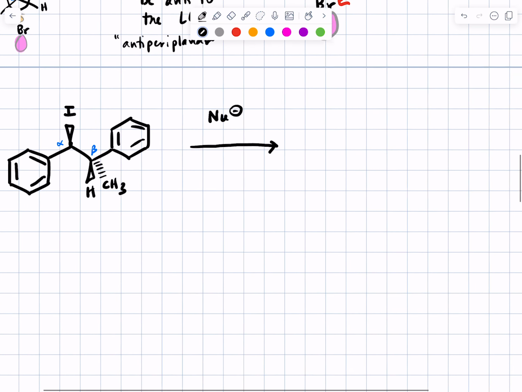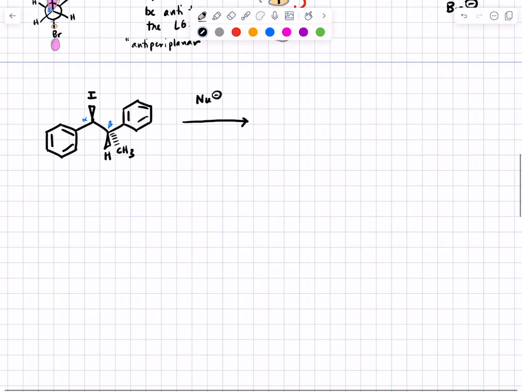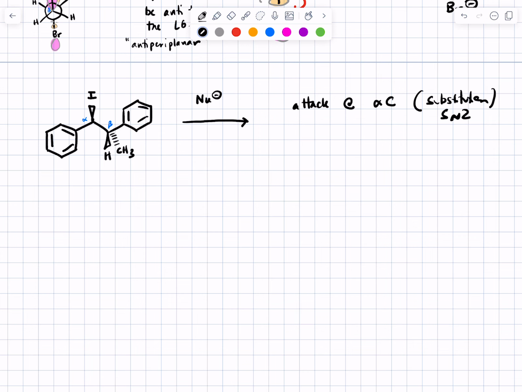So let's draw the product from attack at the alpha carbon. In other words, substitution attack. And so what would that look like? Nucleophile attacks at the alpha carbon, that's attacking the sigma star, so the leaving group leaves, right? So what should that product look like? Basically the same thing.